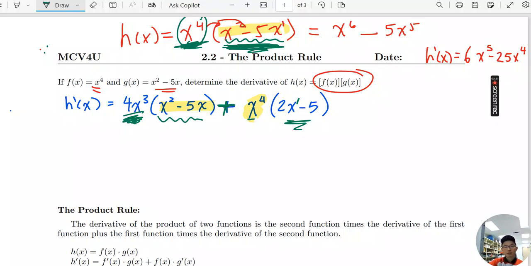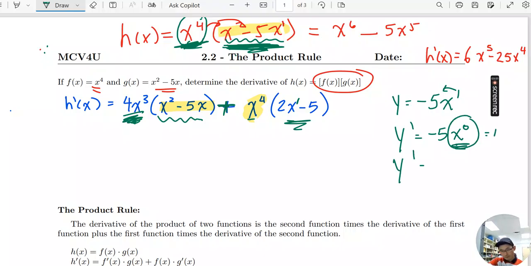And why is that? This is just a recap from last lesson. If you have negative 5x^1, well, what happens? The 1 comes down. So y equals negative 5x^1, y prime would equal negative 5x^(1 minus 1), and 1 minus 1 is 0. Anything to the power of 0 is always going to equal 1. So then you get negative 5 times 1, which is just negative 5.